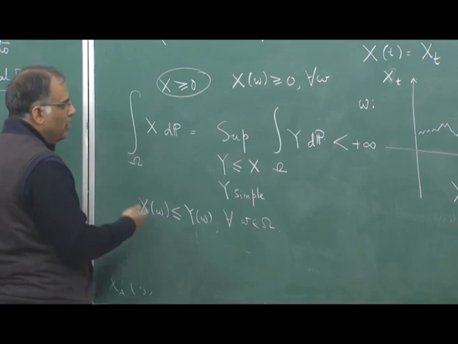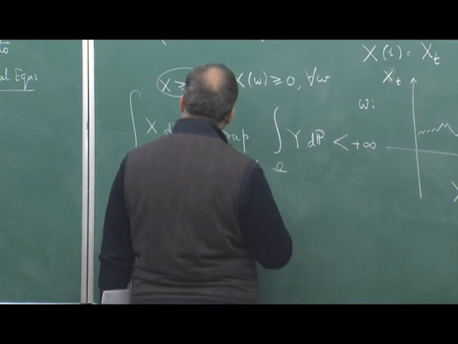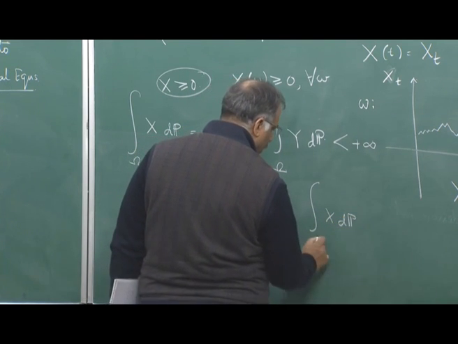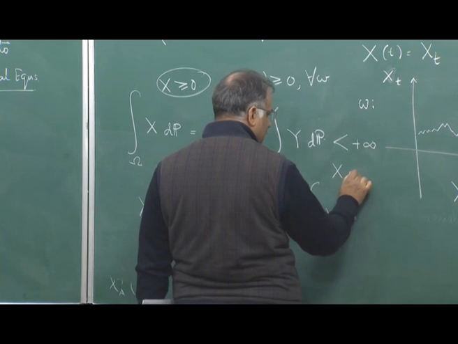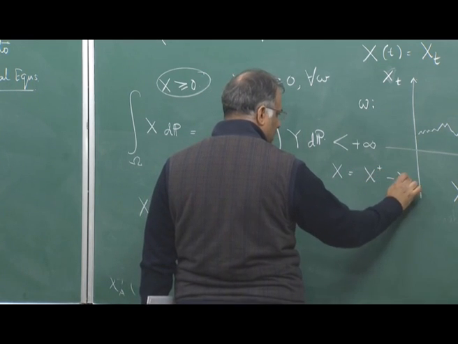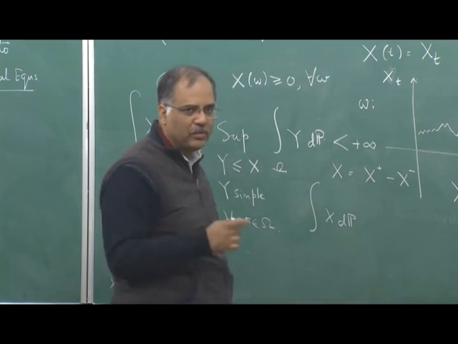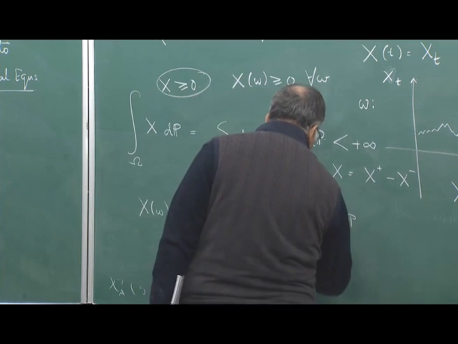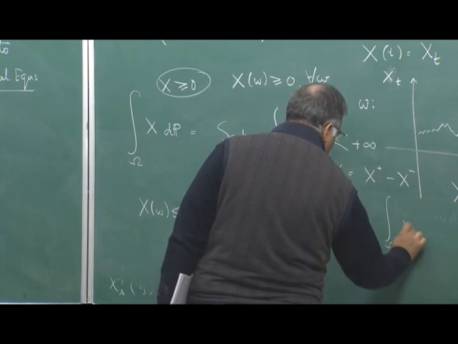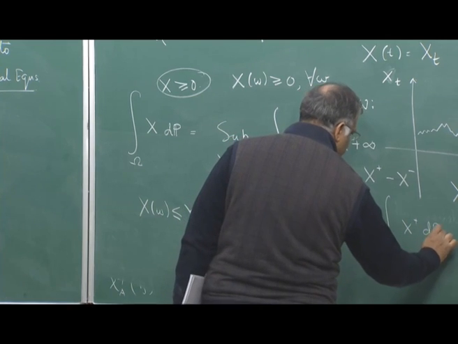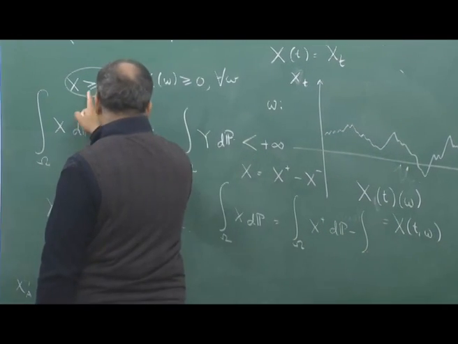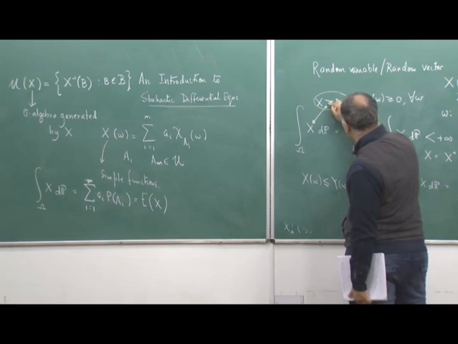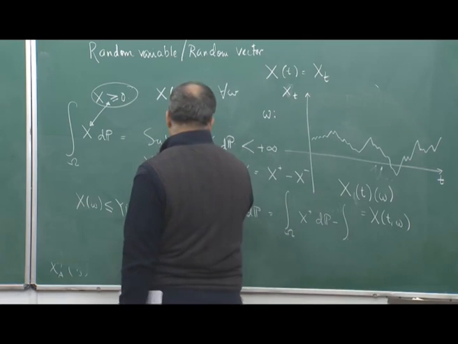Now, if you want to talk about a case which does not have such a sign restriction, then you just have to write x as x plus minus x minus. You can always express a real number as the difference of two non-negative real numbers, and then this is nothing but the difference of the two integrals. That point I missed when I made the definition, but you have to always remember that this has to satisfy the property x greater than or equal to 0. So, for that we are defining this.